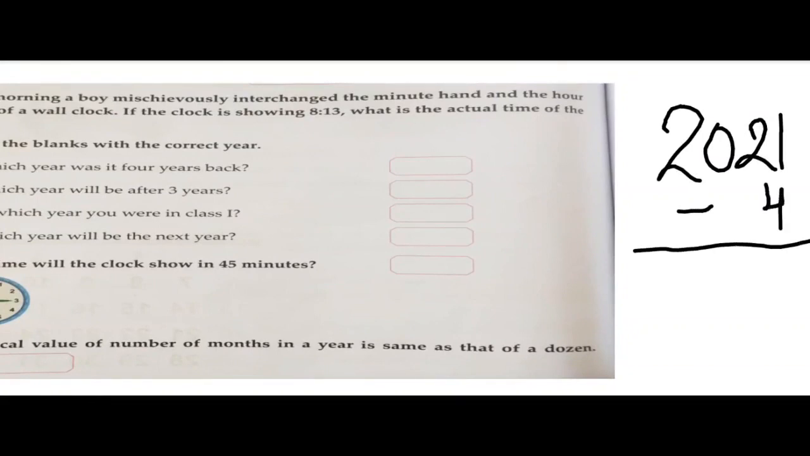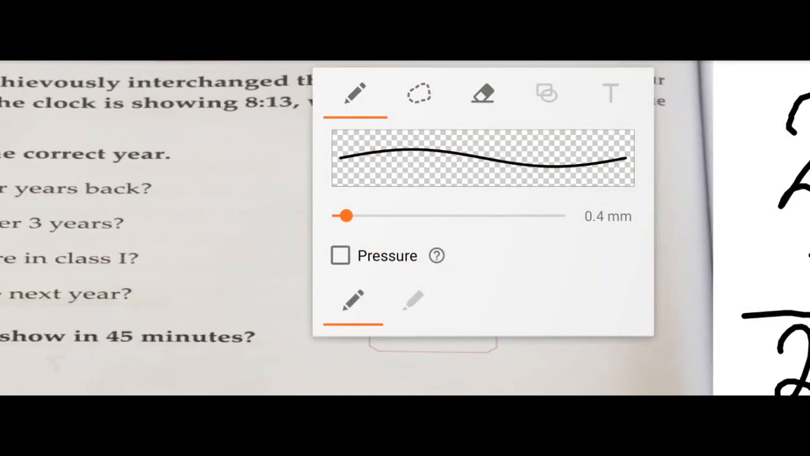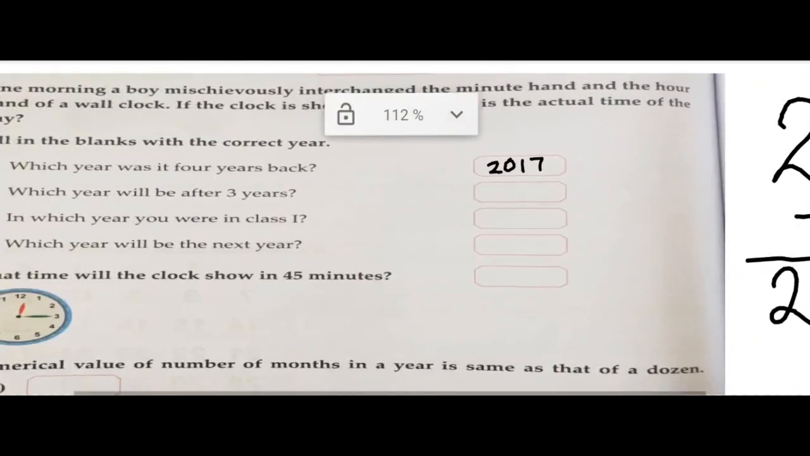So let us start subtracting. So we can't subtract 4 from 1, so we will borrow 1 from 2. So 11 minus 4 is 4, 5, 6, 7, 8, 9, 10, 11. So that will be 7. So 1 minus 0 is 1, and 0, 2. So 4 years back it was 2017. So you will write 2017 here. 2017.